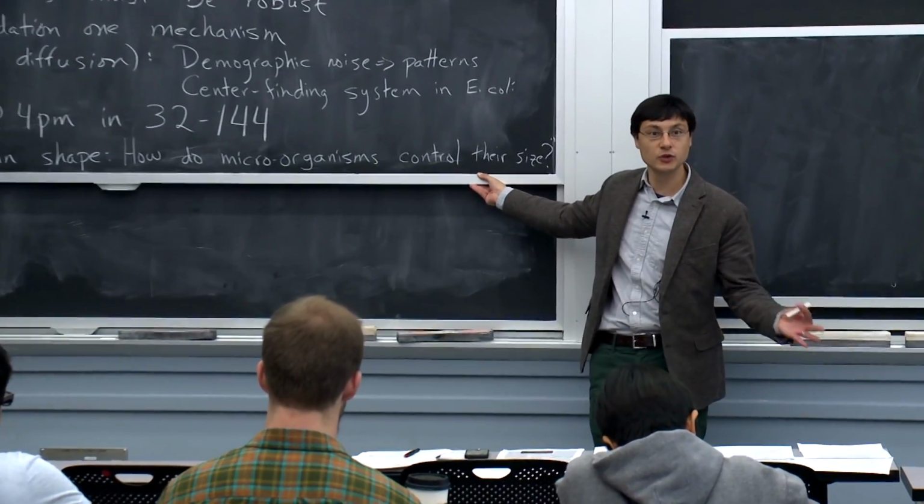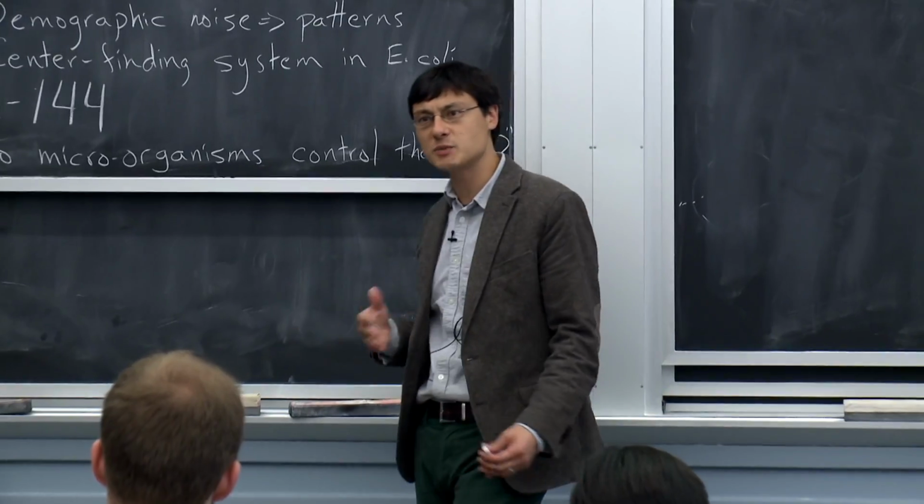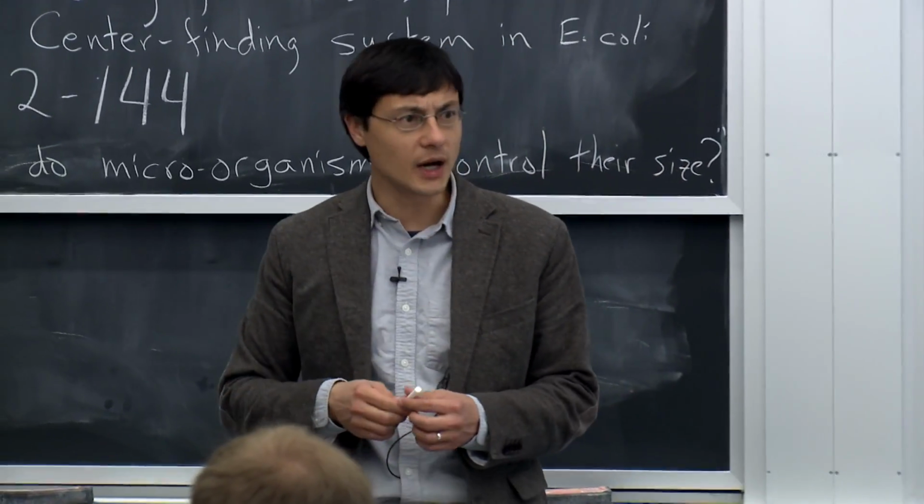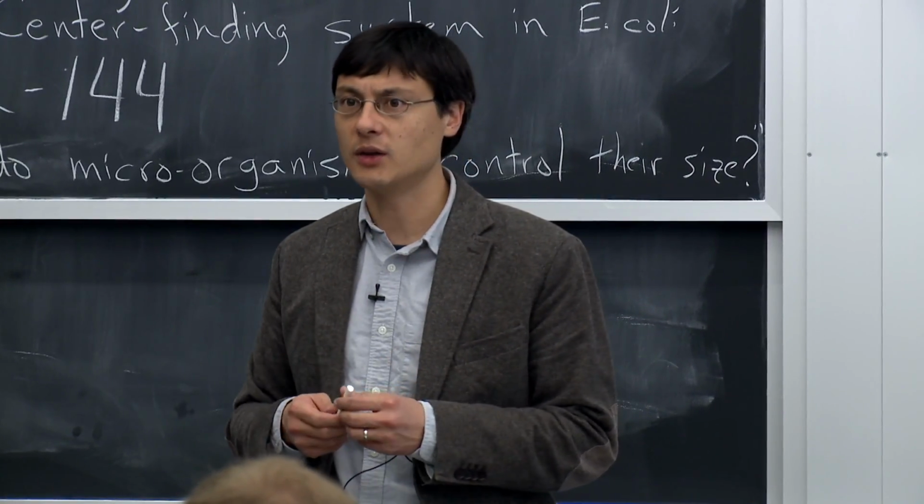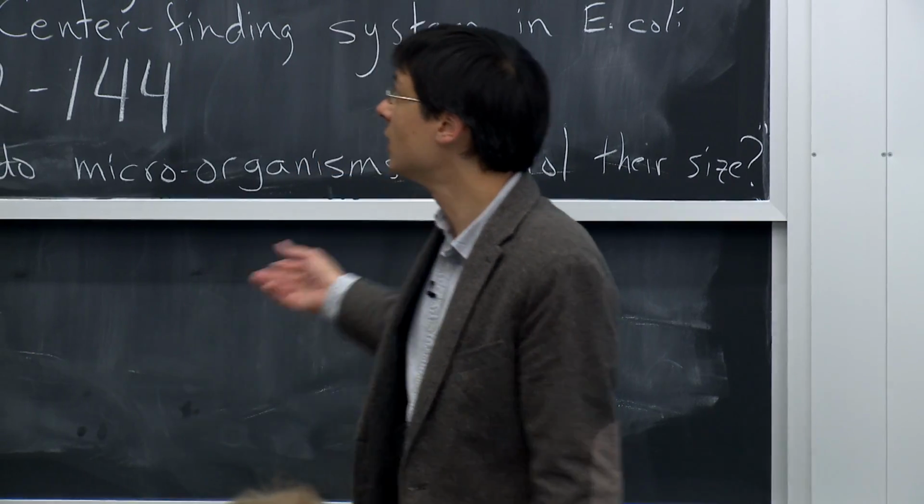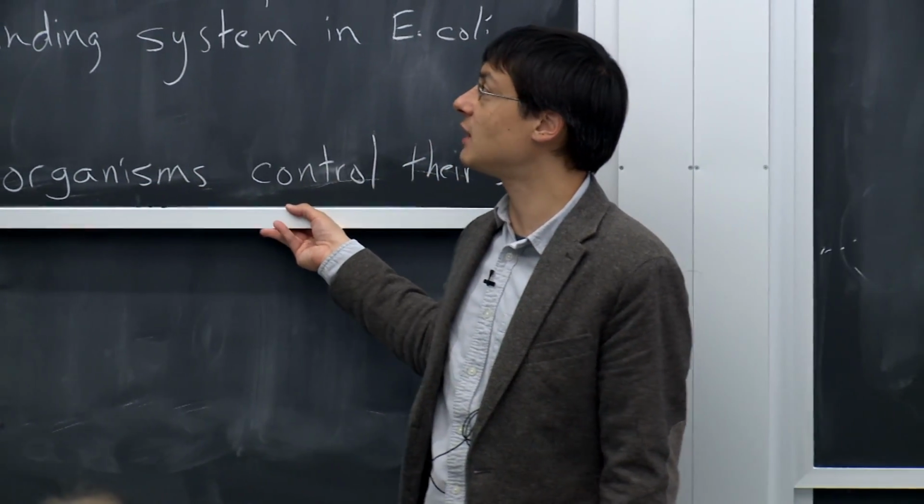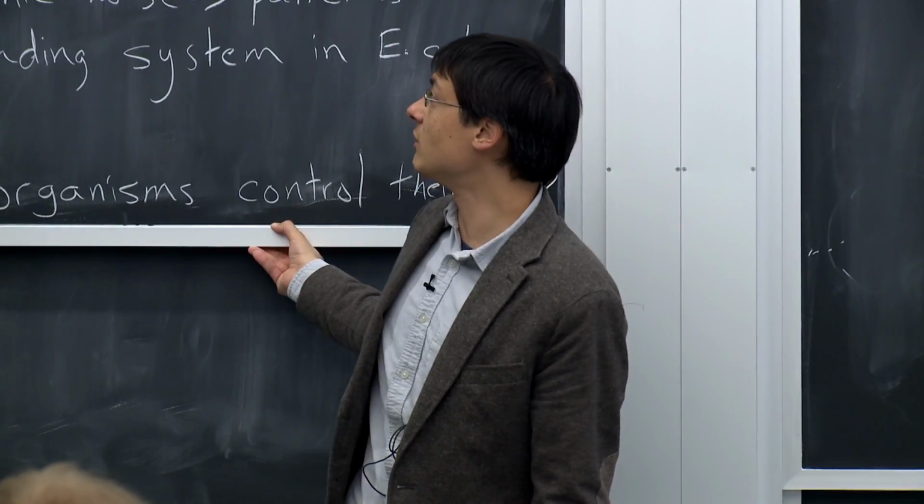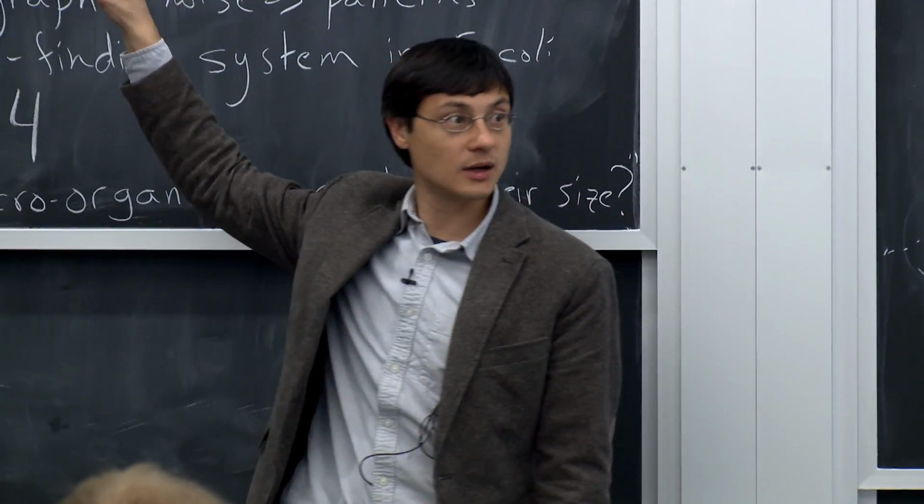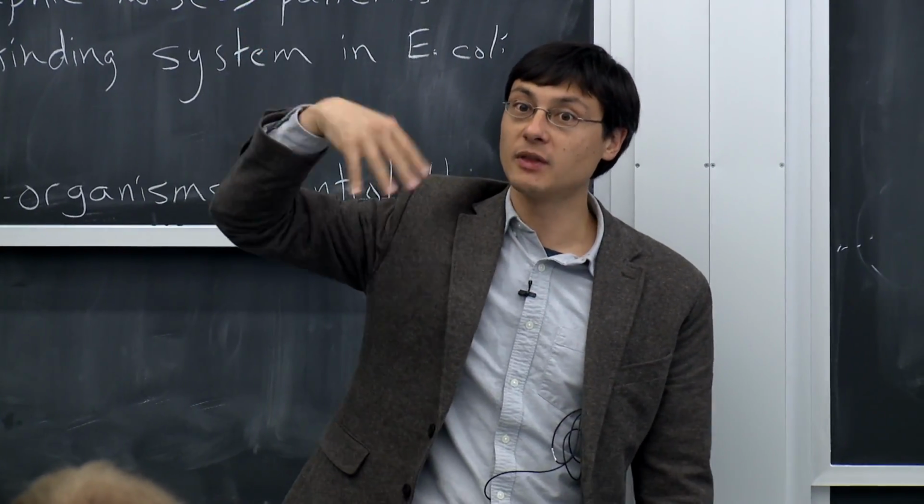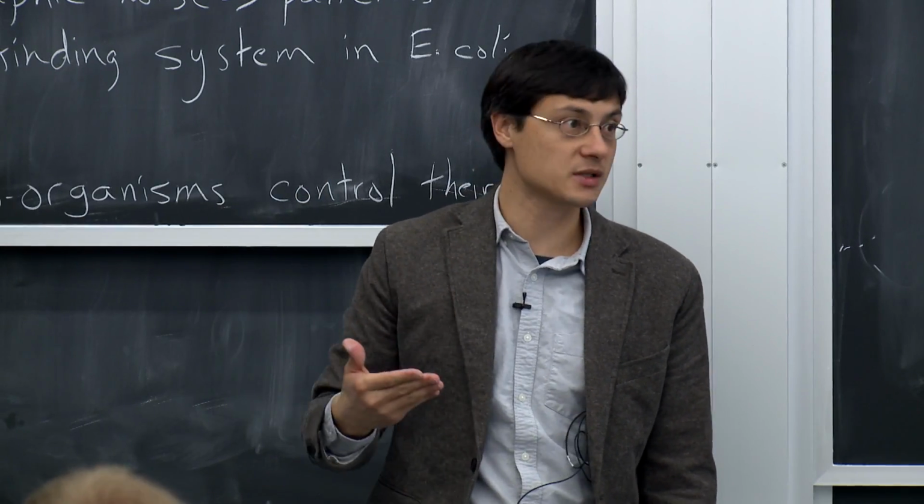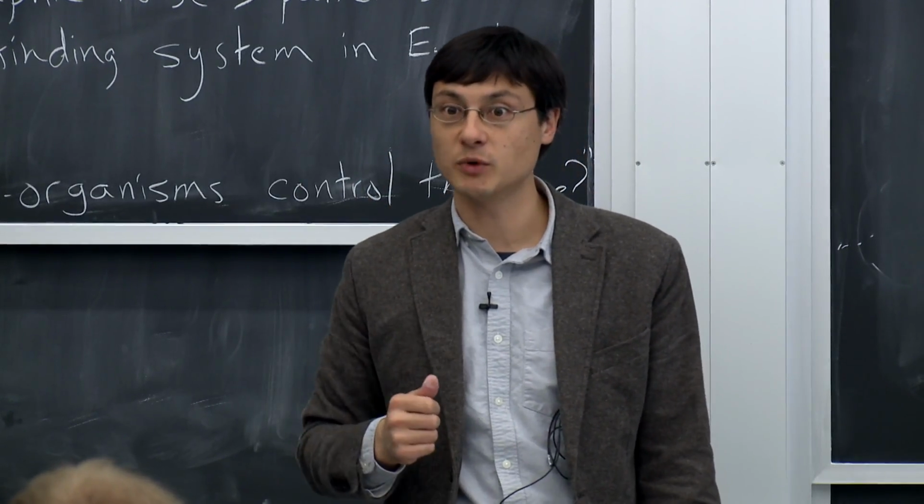All right, so simple diffusion with degradation leads to exponential profiles that are not robust to changes in the concentration or the production rate of the morphogen. Whereas if you have self-enhanced degradation, this leads to a power law fall off that is more robust to the concentration of this morphogen.